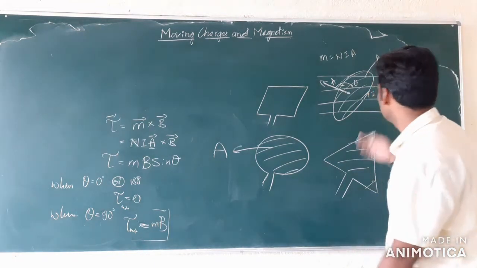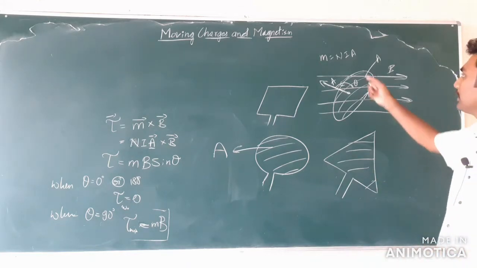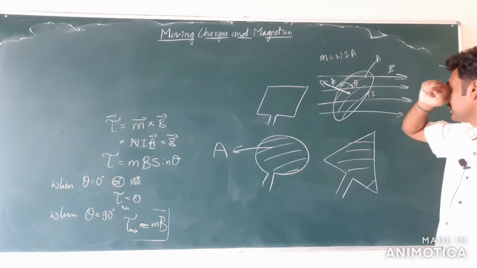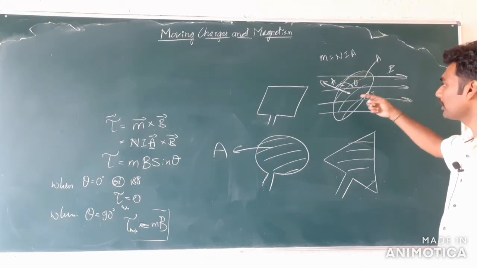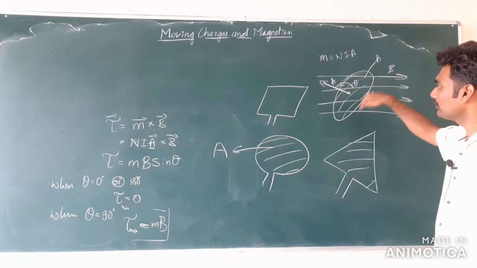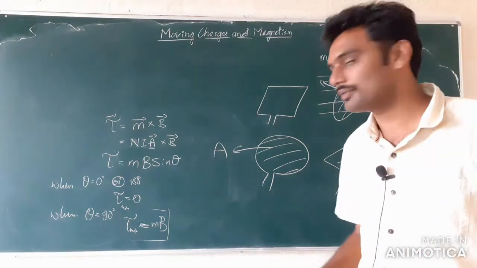Okay. So, even when you have a circular loop like this kept in the external magnetic field, the magnetic dipole moment of that is given by NIA the same way, where A is the area of the given loop of any shape. That is the main point.